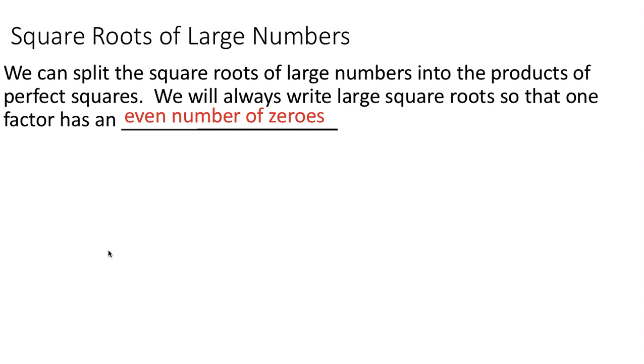And so for the next part of this lesson, we're going to take square roots of large numbers. We can split the square roots of large numbers into the products of perfect squares. And we'll always write the large square roots so that one factor has an even number of zeros. And I'm going to show you why that works. It's a lot easier if you can do an even number of zeros.